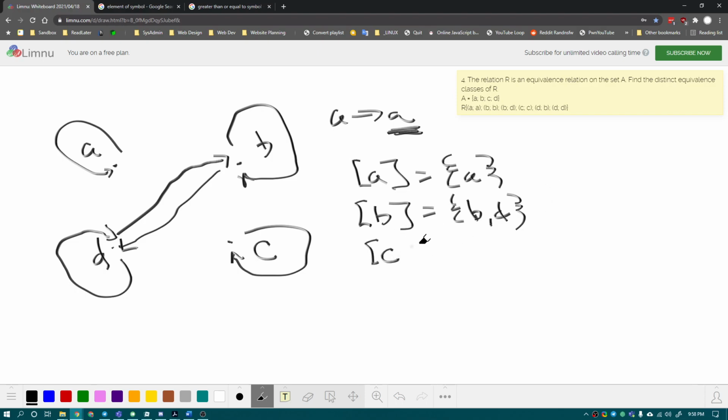Christian, what is the equivalence class for C? C. Perfect. And Greg, how about for D?